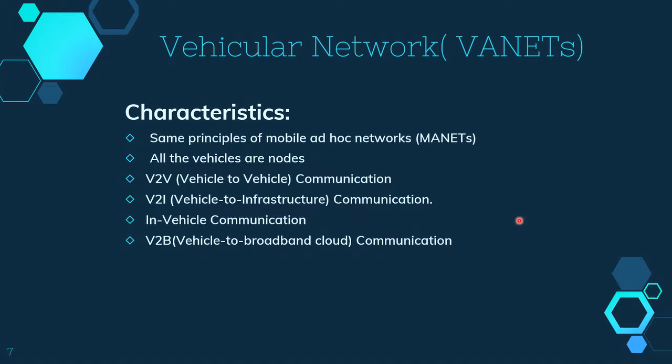Then we have vehicular networks, or VANETs. These basically work off the same principles as MANETs, and MANETs are essentially like IoT devices or mobile devices, where one device can talk to another device, which can talk back to a base station. So in the case of VANETs, each vehicle is a node. So there's vehicle-to-vehicle communication, vehicle-to-infrastructure communication, and vehicle-to-broadband communication.